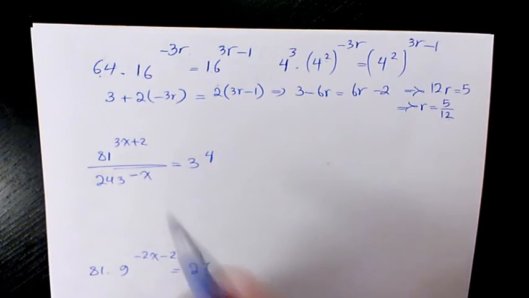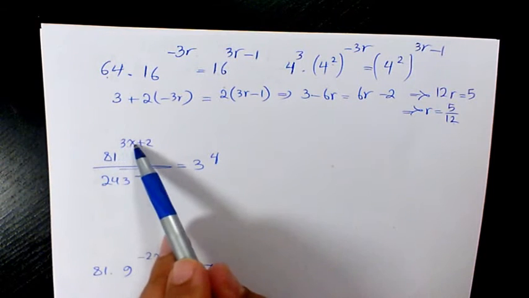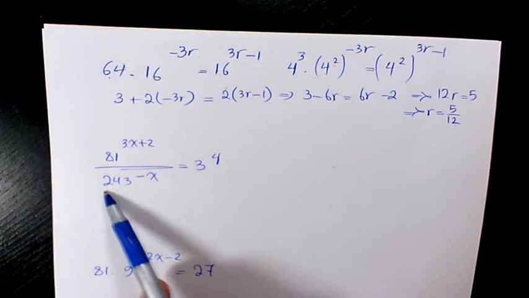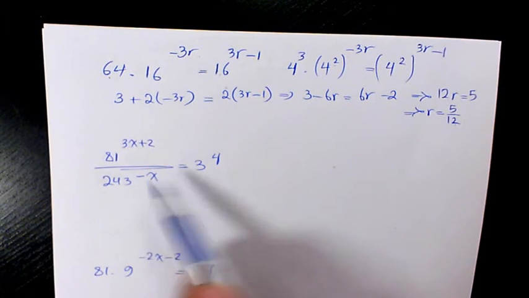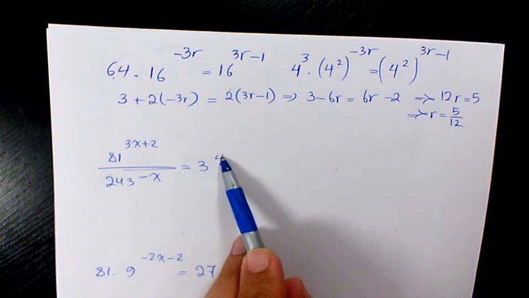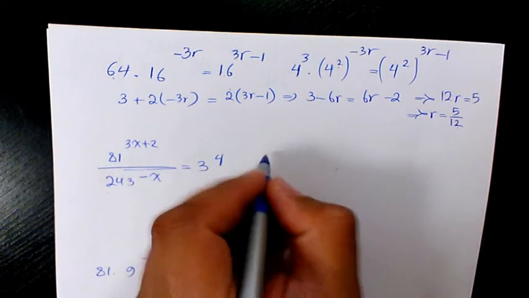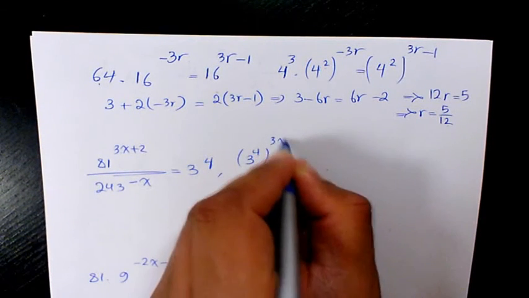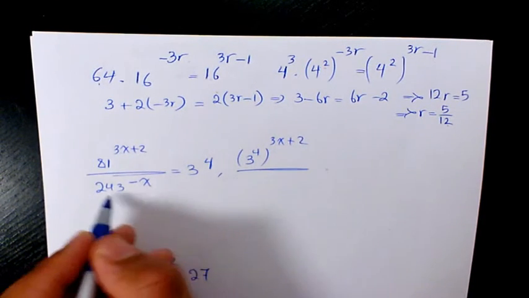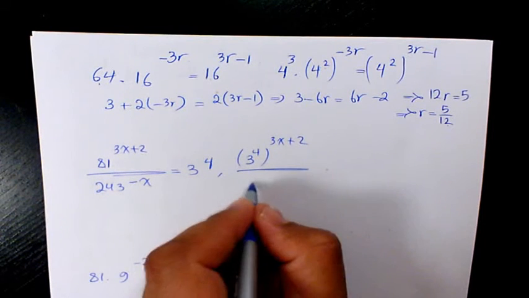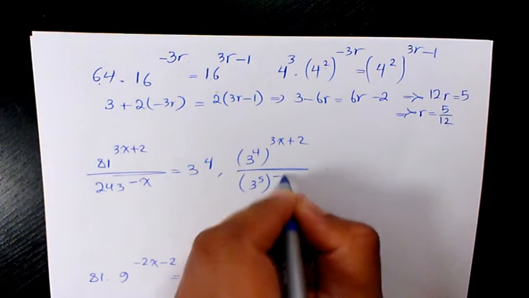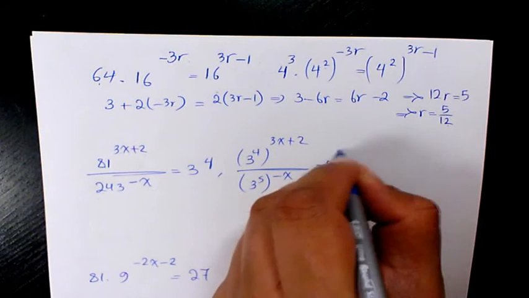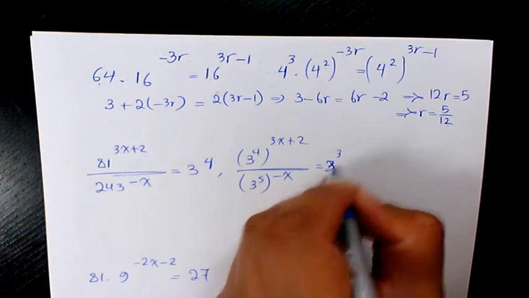Next example. Here we have 81 to the power of 3x plus 2 divided by 243 to the power of negative x equals 3 to the power of 4. Here we have 81. 81 is 3 to the power of 4. 3x plus 2. 243 is 3 to the power of 5, negative x equals 3 to the power of 4.